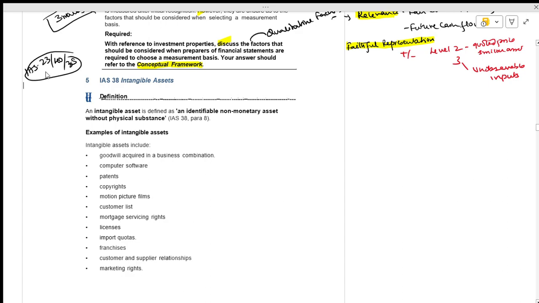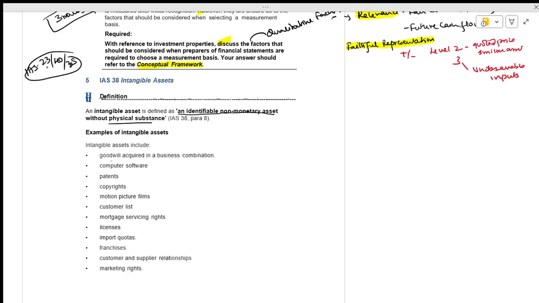IAS 38 talks about intangible assets. An intangible is defined as an identifiable non-monetary asset without physical substance. Non-monetary assets means you should have a clear understanding of what monetary assets and non-monetary assets are. Monetary assets are mostly the current assets, is it right?